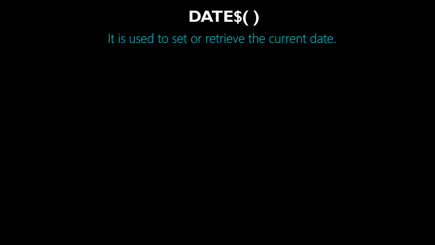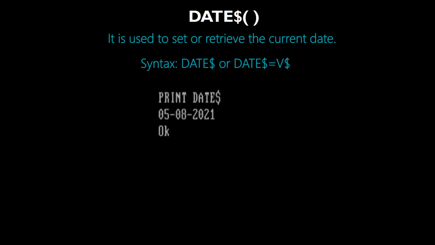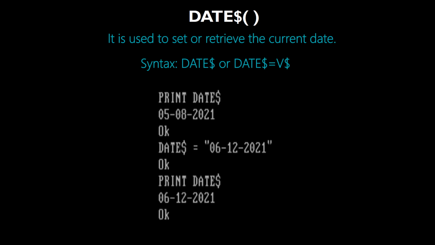DATE$ is used to set or retrieve. Retrieve means to get the current date of the system. Syntax is DATE$, or DATE$ = string, where the string is the date. If I say print DATE$, it will give me the current date of my PC. And if I set DATE$ as a string and give the date myself, then it will say OK. If you print the date again, it will give the date which you have entered recently.